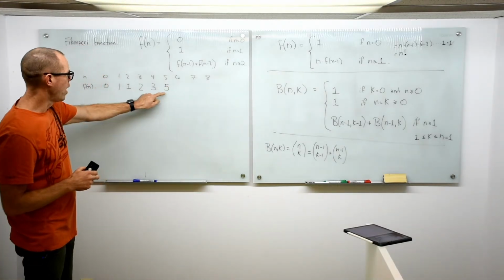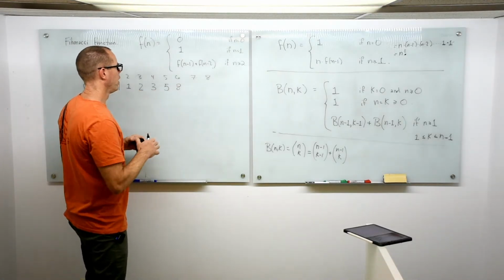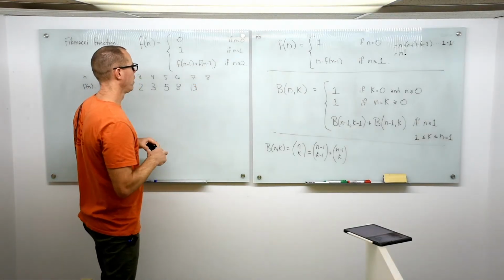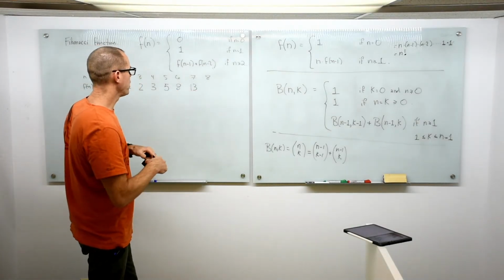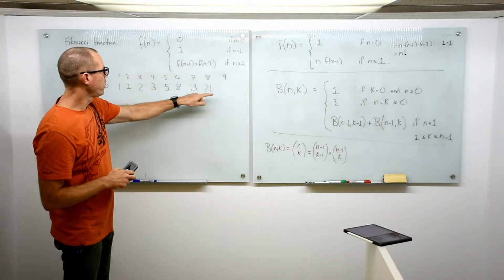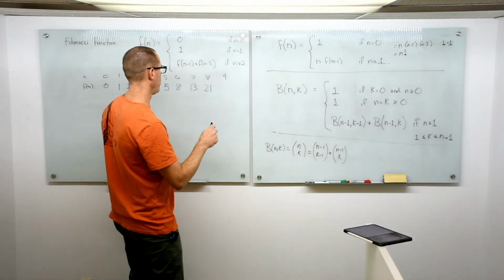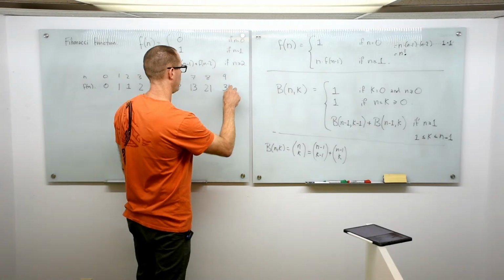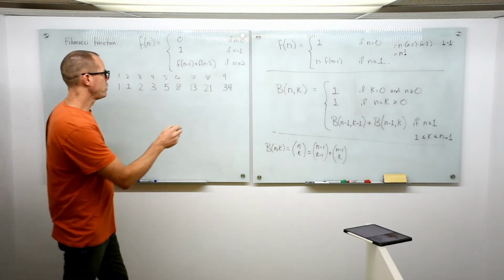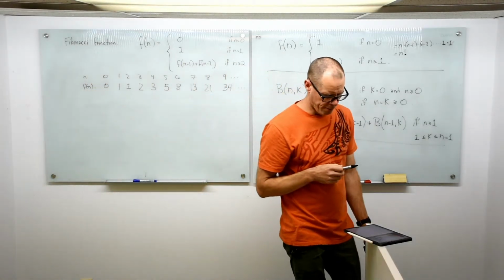When n equals 5, it's f of 4 plus f of 3. So it's actually 5. Here it's going to be 5 plus 3 is 8. F of 7 is going to be 8 plus 5, 13. F of 8 is 13 plus 8, 21. We can go up to one more. F of 9 is going to be 21 plus 13. That is 34. Okay? And so on. So that's the Fibonacci function.